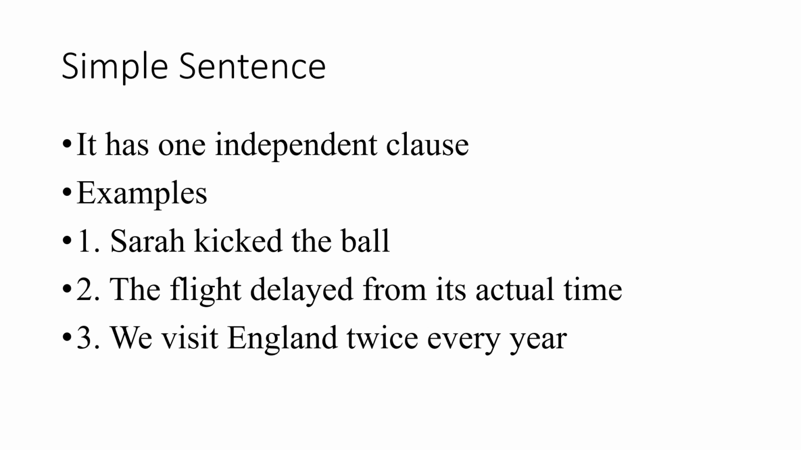Now moving towards examples. As you can see, in "Sarah kicked the ball," we have a single independent clause and we can understand the meaning clearly, so it does not need any other clause to convey its meaning. In the second sentence, "The flight delayed from its actual time," again we have an independent clause, so it is a simple sentence. The third one is "We visit England twice every year." Again, this is a simple sentence because we have one main clause, or in another sense, one independent clause.